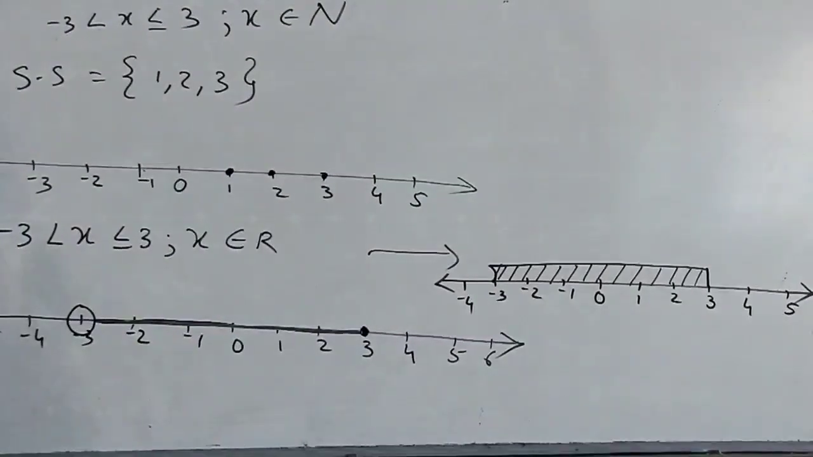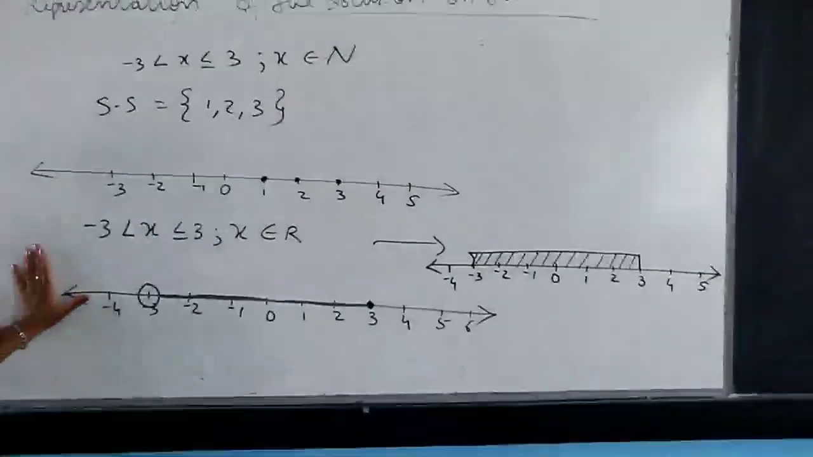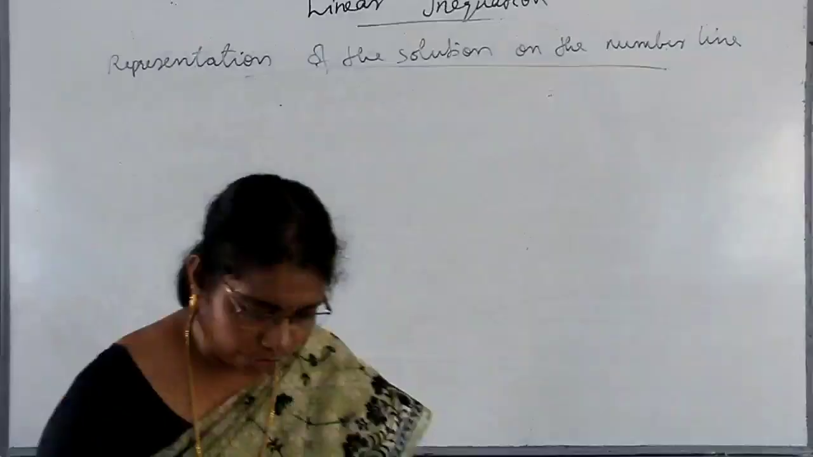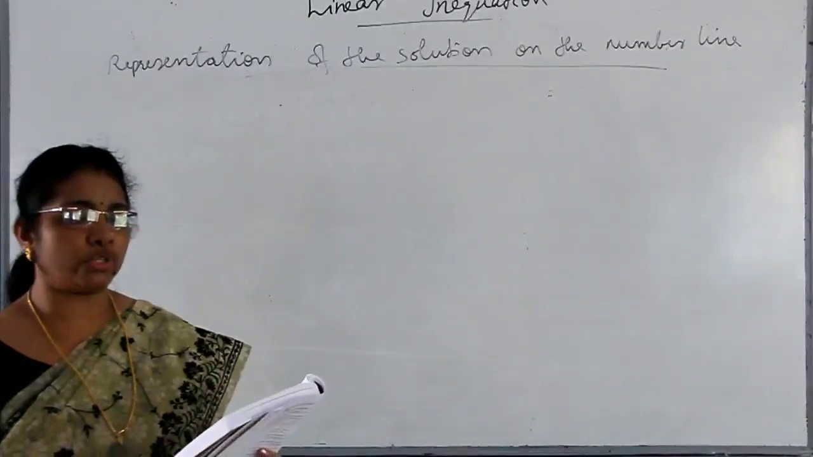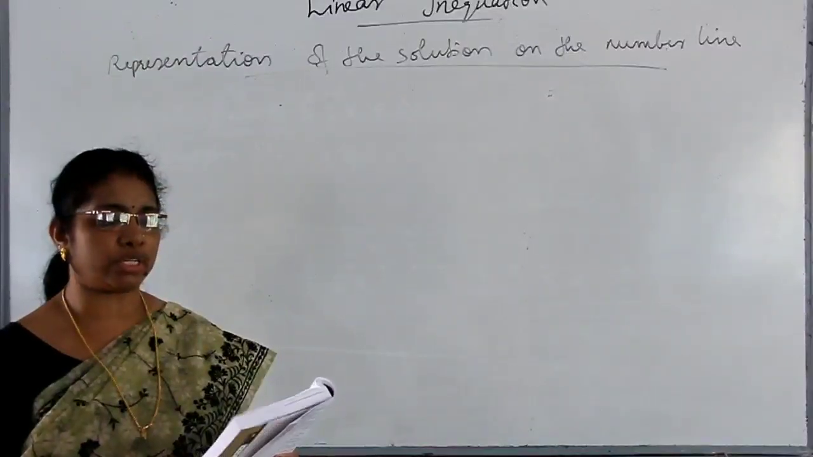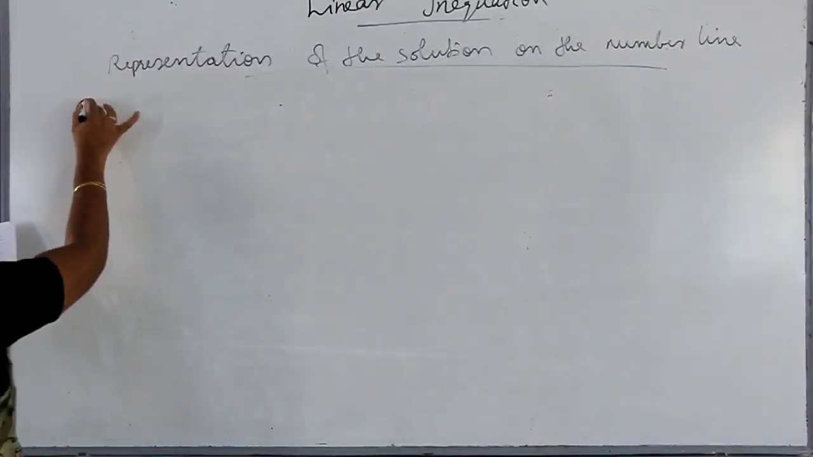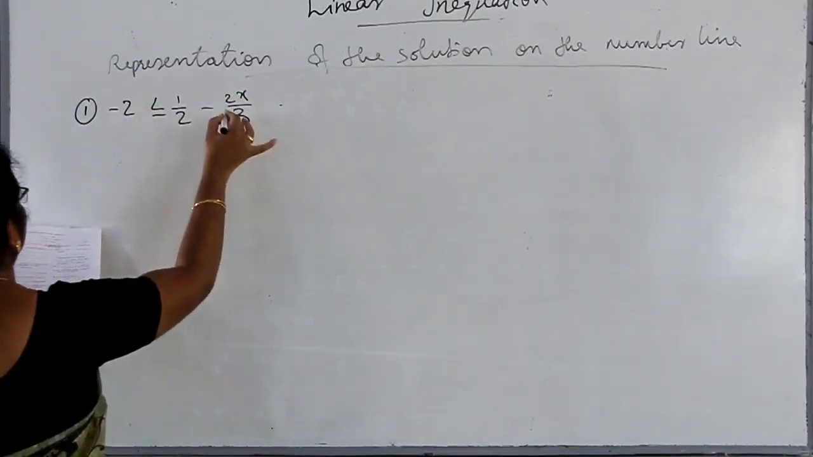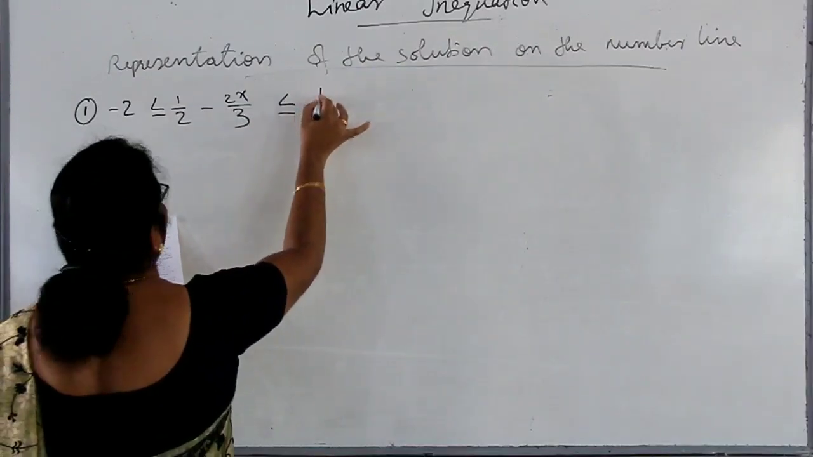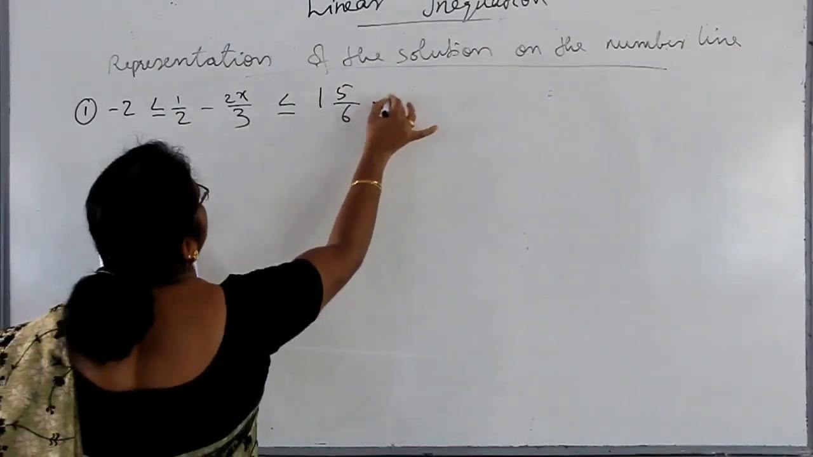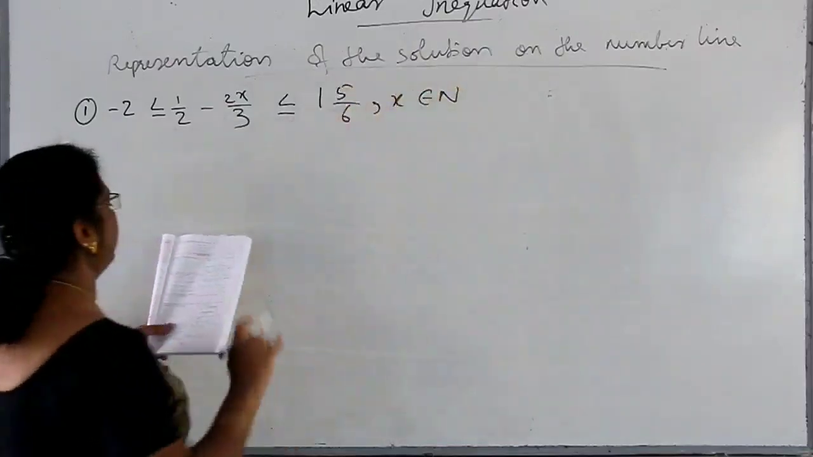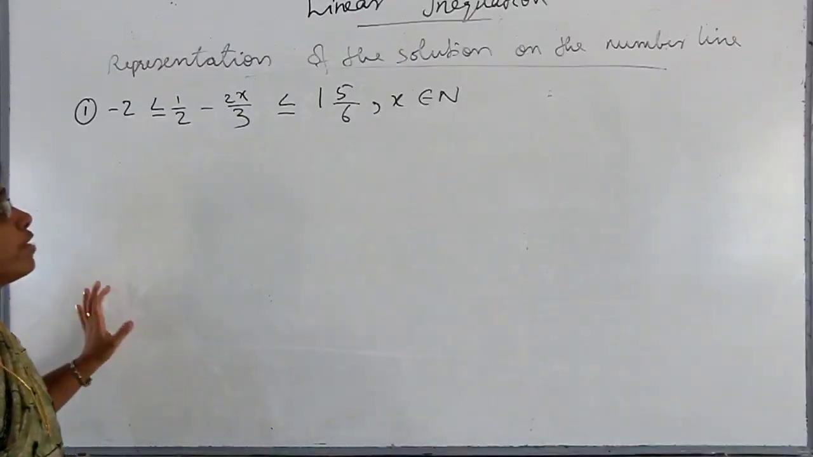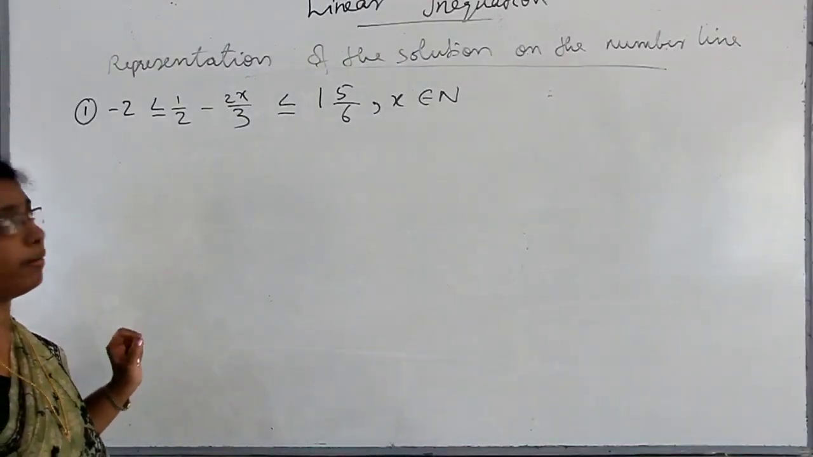So I hope all of you understood how to represent the solution set on the number line. Let us start solving the problems based on this. First question is, find the values of x which satisfy the inequation -2 less than or equal to 1/2 minus 2x by 3 less than or equal to 1 and 5/6, x belongs to natural number. Graph the solution set on the number line. That means solve, find the solution set and represent it on a number line.